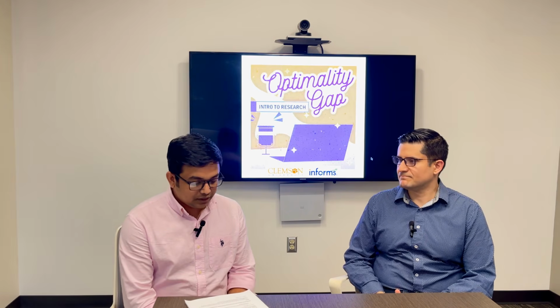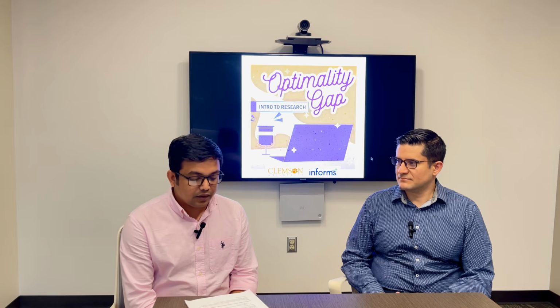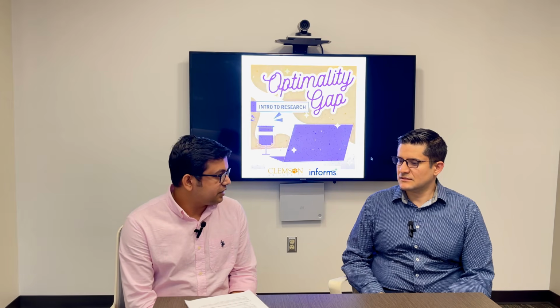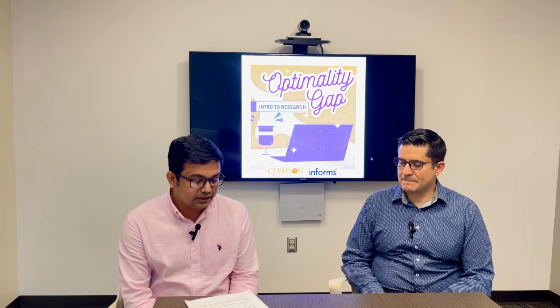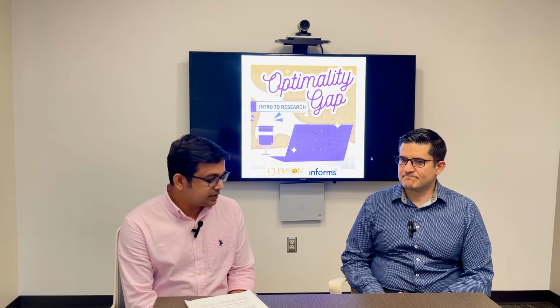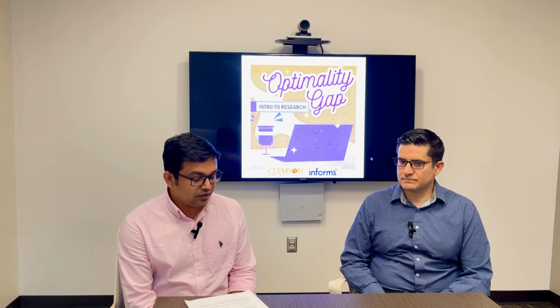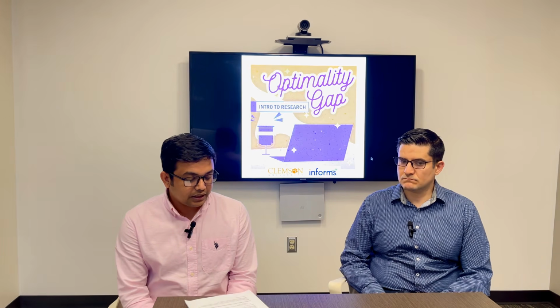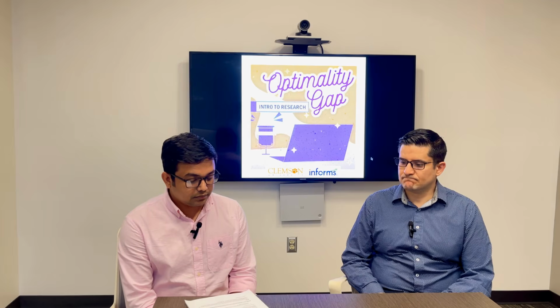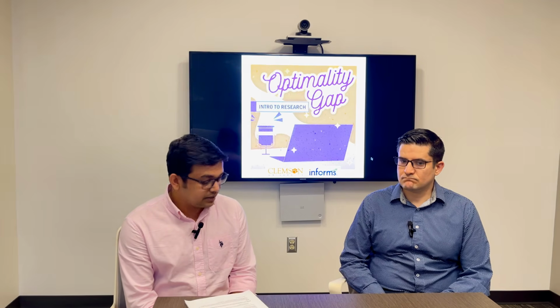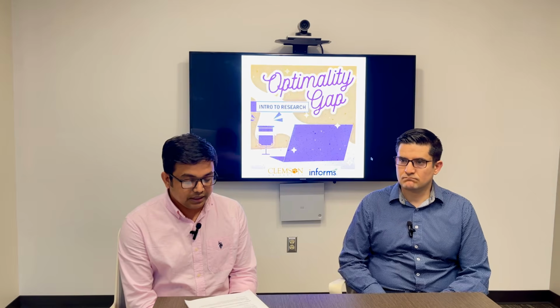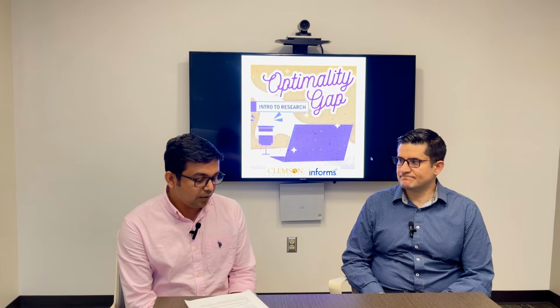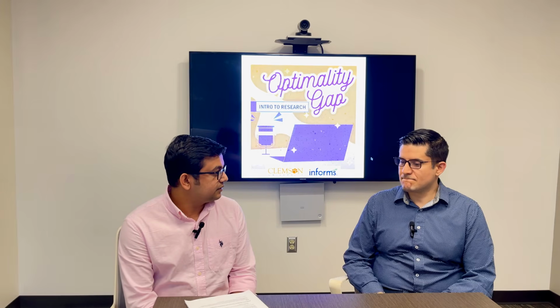Let's begin with your academic journey. You earned your PhD in Industrial Engineering from Texas A&M University and BA in Mathematics from California State University. So what initially drew you to mathematics, and what motivated the transition towards operations research and industrial engineering?